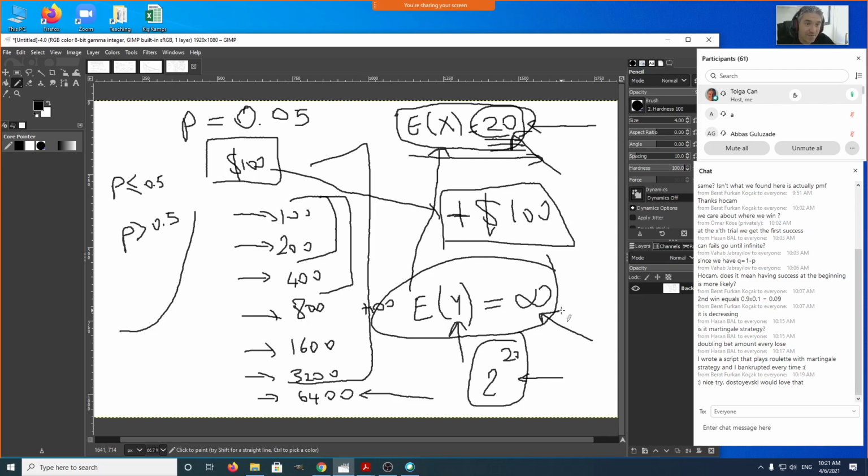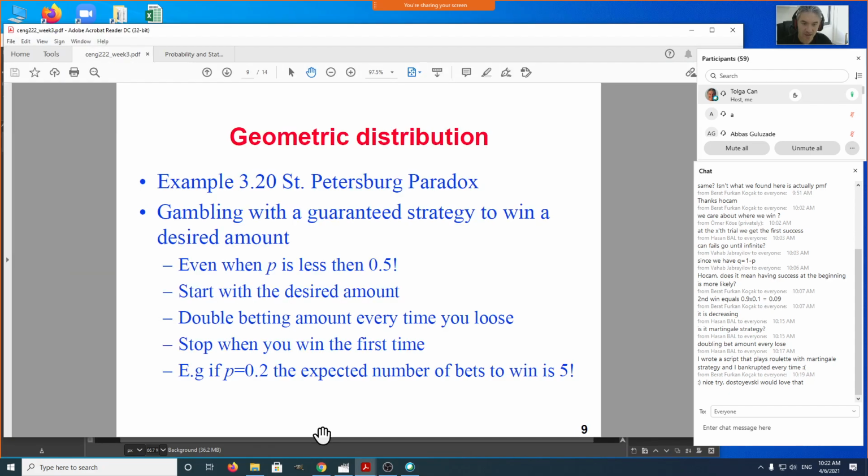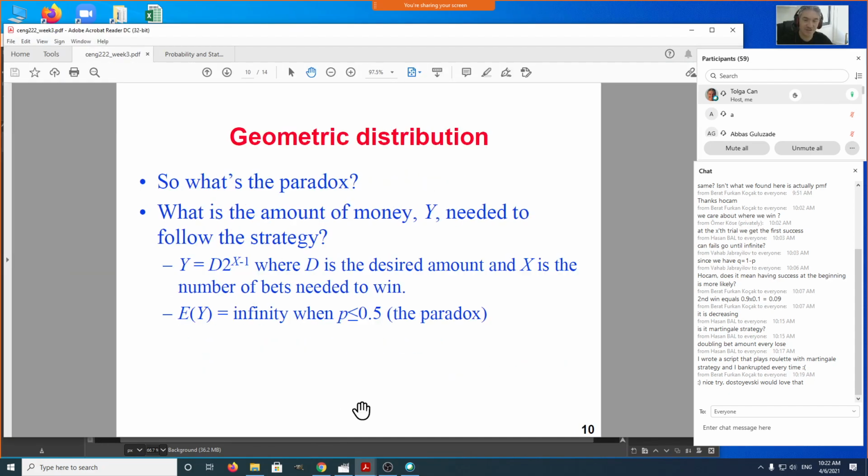So you have to be infinitely rich to win $100, which doesn't make sense. If you need to be infinitely rich, why would you want to earn another $100? Infinite plus 100 is also infinite, so it doesn't make sense. I think that's another way to look at this paradox. All right, so that's our paradox.